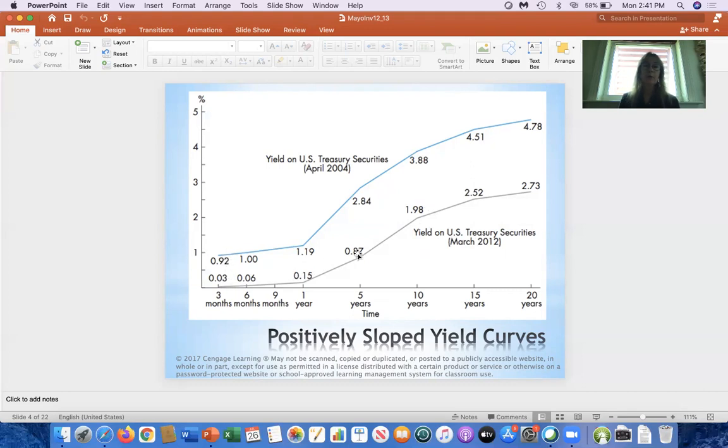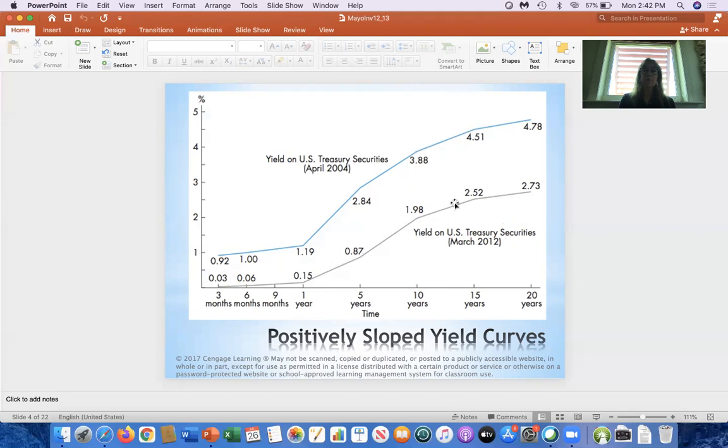Interest rates are a lot lower now, obviously, or were in 2012 versus 2004. So this is just showing you, if you bought a 10-year bond in 2012, that's the rate it was paying. If you bought a 10-year bond in 2004, you were getting this. So these yield curves just show you what these bonds are paying over time. And so you see that the further out in time you go, if you buy a bond that has a longer maturity, you're going to get a higher interest rate.